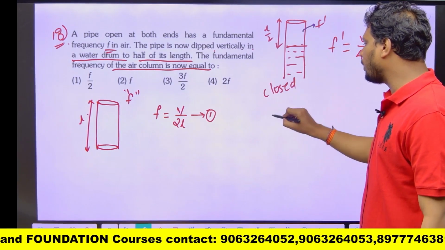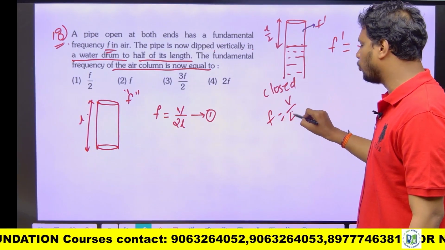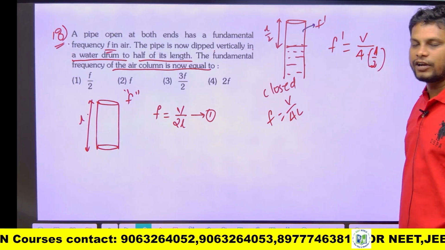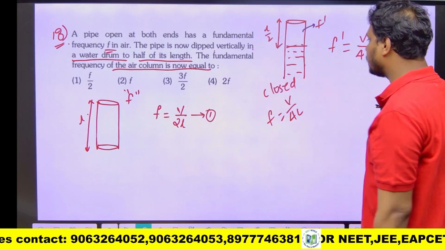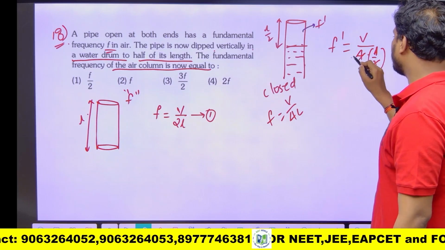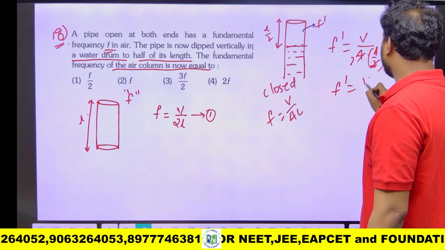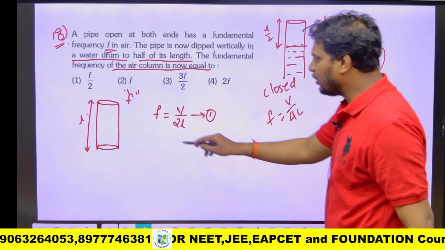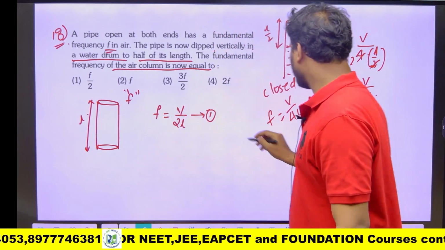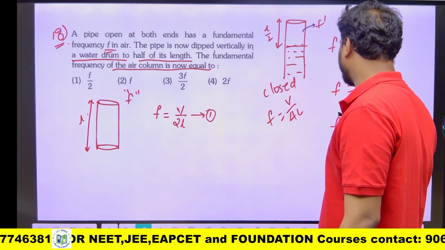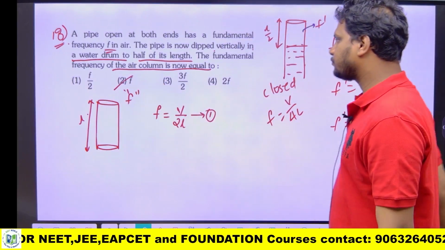Because for closed pipe, what is the fundamental frequency means V by 4L. So V by 4L is the fundamental frequency. But what will be the L of this pipe means L by 2. Cancel 2 times. Then f dash is equal to V by 2L. And even initial frequency also f. Then we can say f dash is also equal to f. So option 2 is correct.